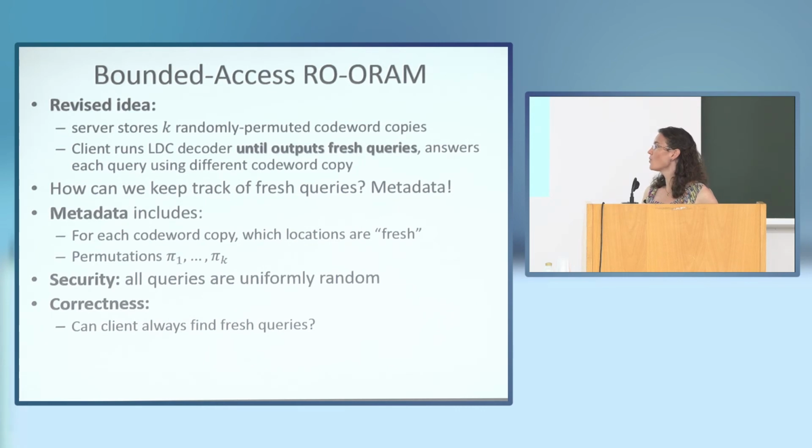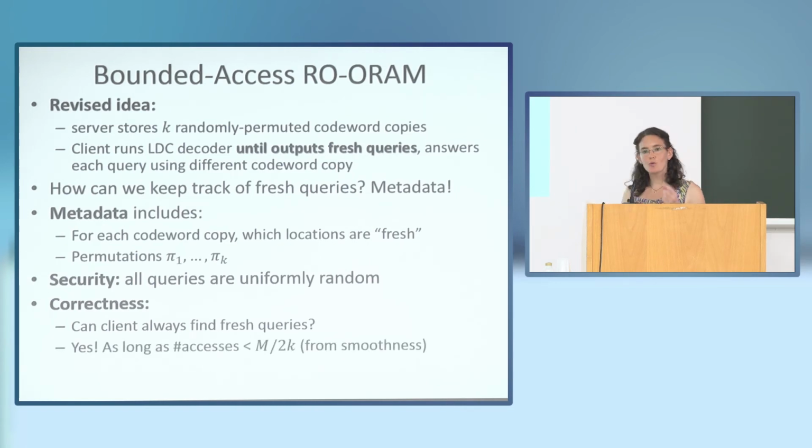Okay. So, can the client always find a fresh set of queries? Well, if he can't, then we don't get correctness. So this is where we get the bound on the number of accesses. The truth is, if you make too many accesses into the database, at some point you won't be able to find fresh queries. But if you only make code word length divided by twice the query complexity accesses, up to this bound, then you will always be able to find a fresh set of queries after, let's say, trying log squared number of times. And the reason is the smoothness of the code.